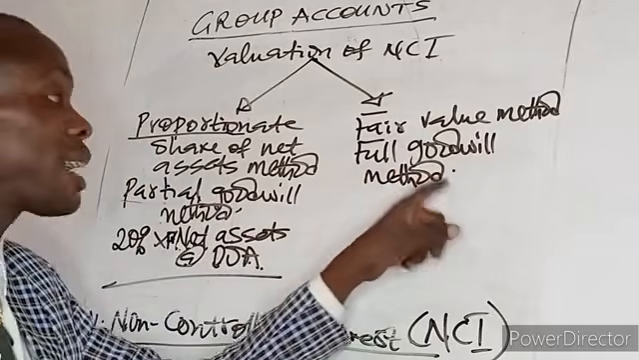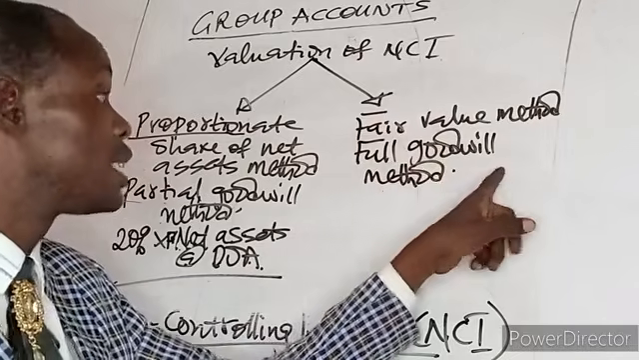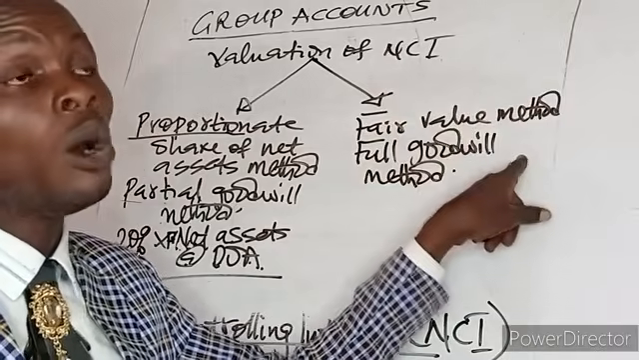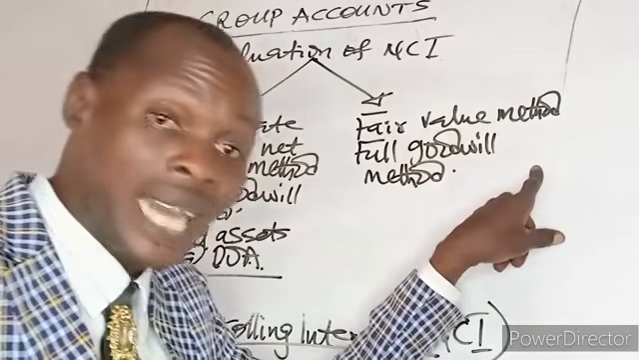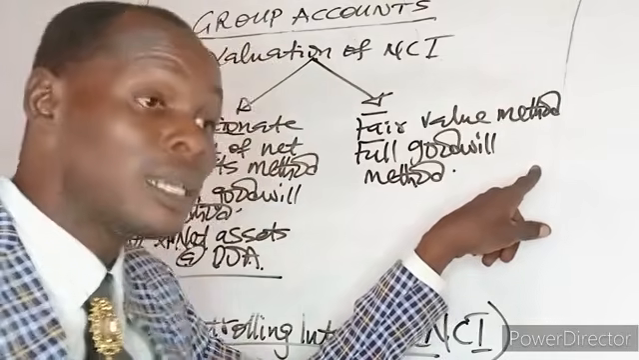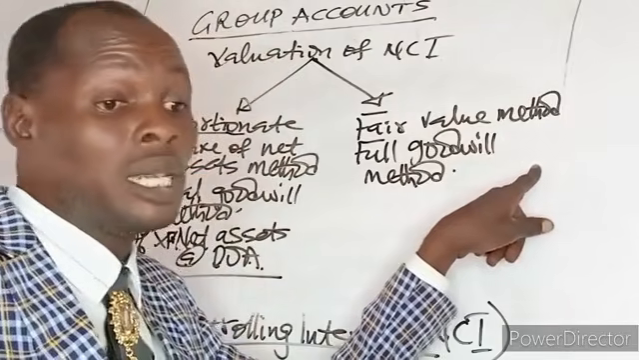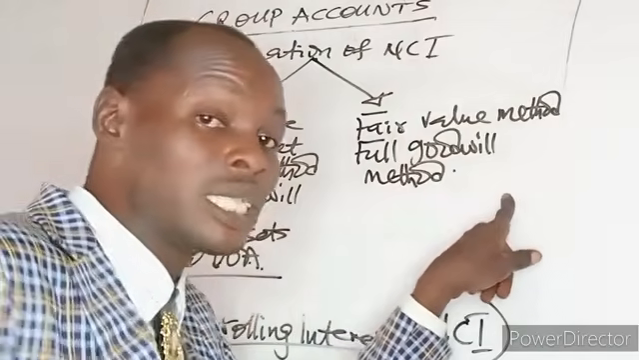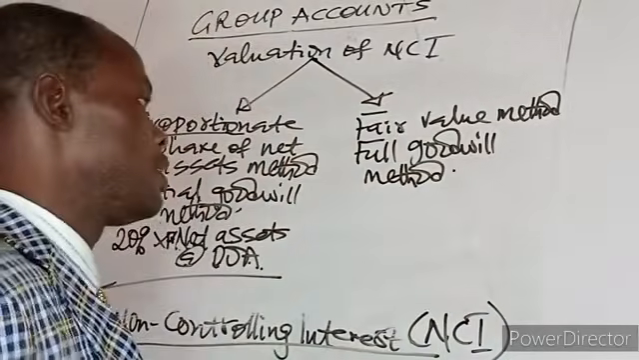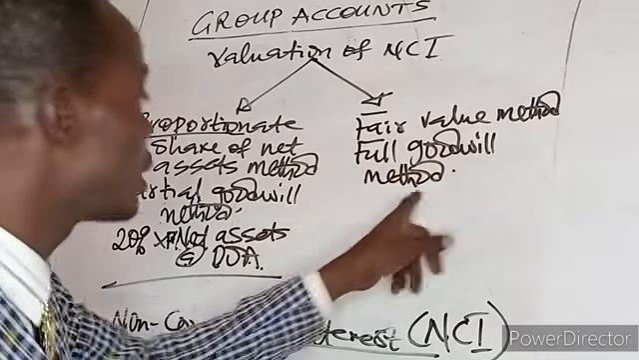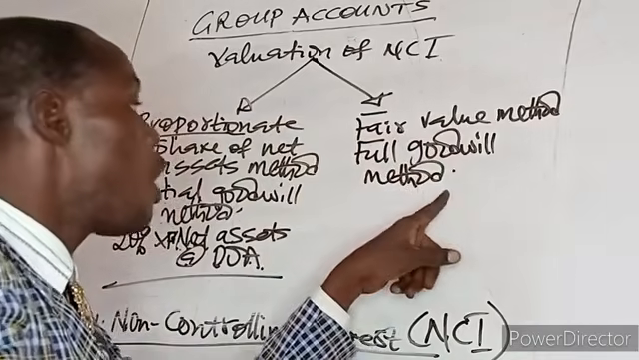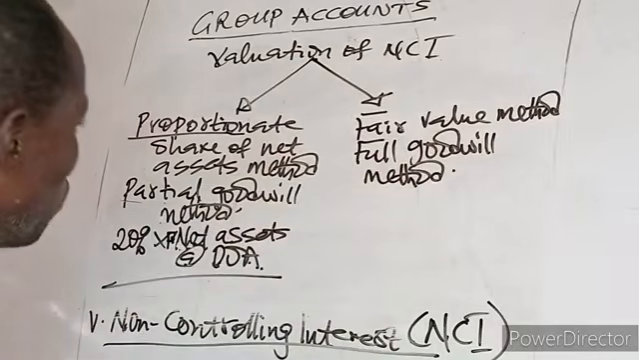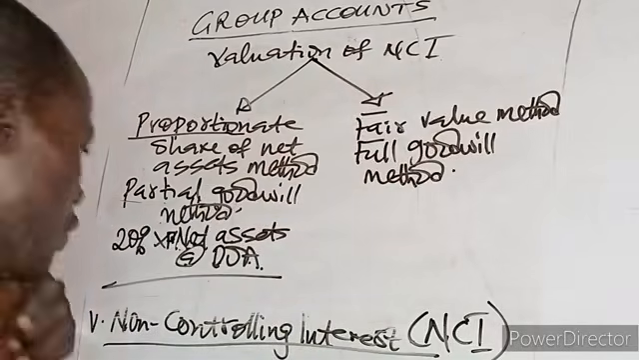But here, you make use of the market value of the subsidiary. The non-controlling interest is valued by applying the percentage attributable to non-controlling interest on the market value of the subsidiary, not the market value of the net assets. The market value of the subsidiary is the same as its fair value. That is under the fair value method, or full goodwill method. Please take note of that.